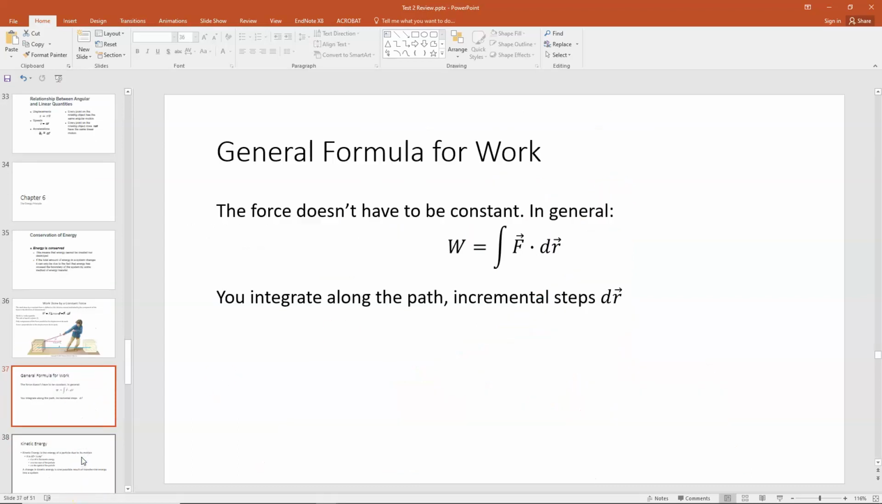So it doesn't have to be a constant force that does work. In general, if the force is non-constant, you can write it this way. It's the integral of F dot dr, and then you integrate over the path.